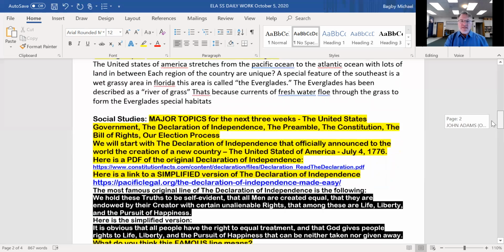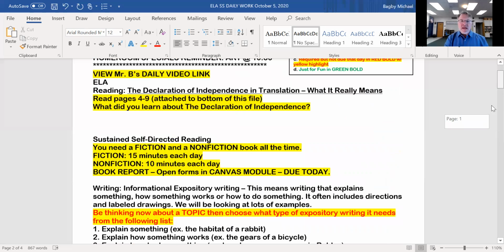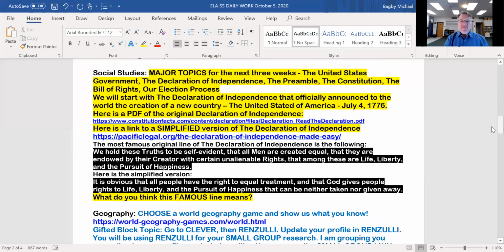In social studies, as well as our reading, we're overlapping it because it's an effective way to learn when you cover reading and social studies and vice versa. Major topics for the next 3 weeks: the United States government, the Declaration of Independence, the preamble, the Constitution, the Bill of Rights, and our election process.